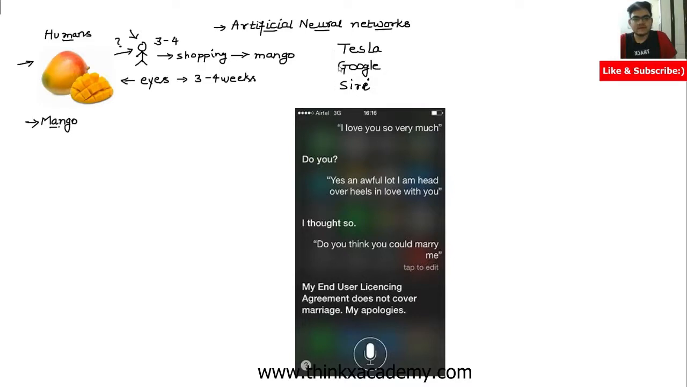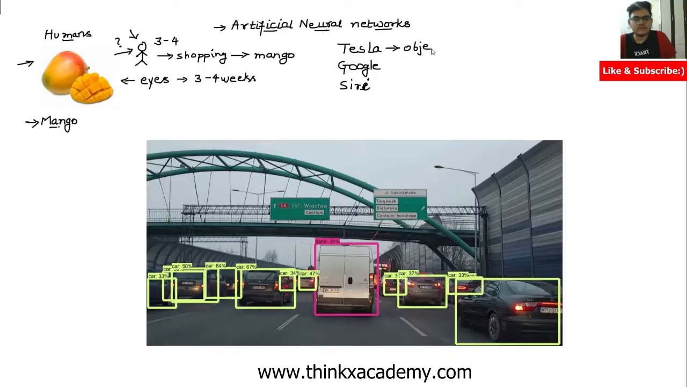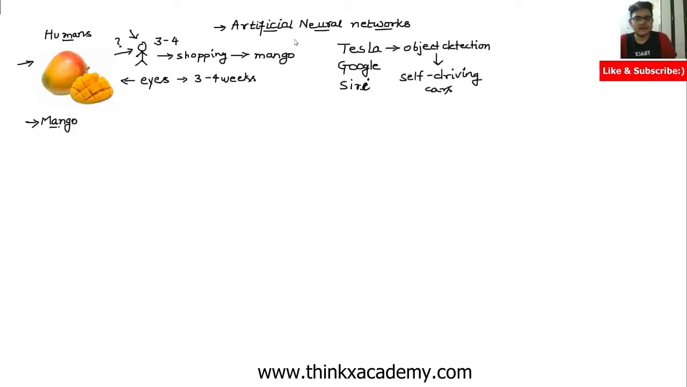Now, this is because these are trained neural networks, and they are such deep neural networks that they can actually understand your voice. Tesla uses object detection neural networks, and they are so precise that Tesla has enabled this object detection in their cars, which basically makes them self-driving cars. Right, so this is enough motivation for the actual scope of artificial neural networks, and you can see how essential it is to understand the basic idea behind neural networks.